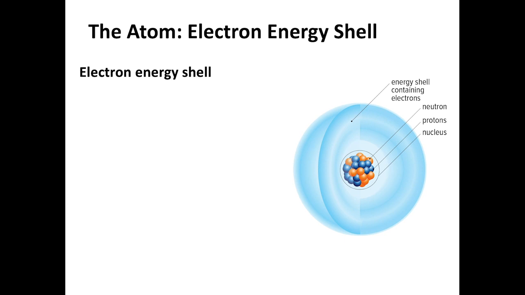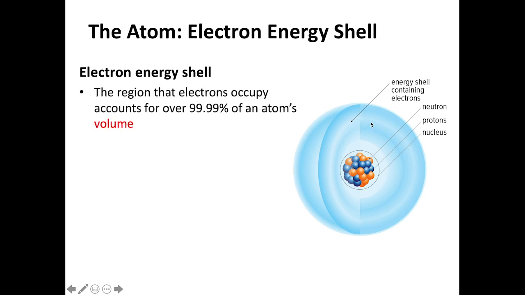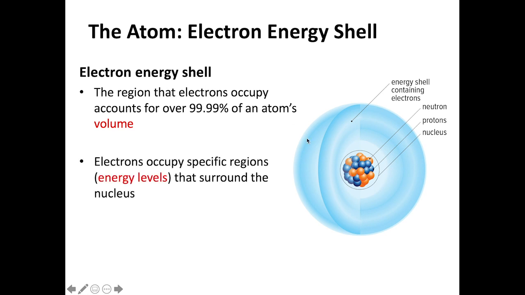Around the atom, so not in the nucleus, we have electrons. Electrons are small things that rotate around the nucleus. The region that the electrons occupy is over 99.9% of the atom's volume. So the majority of the atom, and this diagram is quite blown up out of proportion. Remember, we're talking about the rest of the football stadium that is not occupied by the marble. That's how big this portion of the atom is, the electron energy shells.